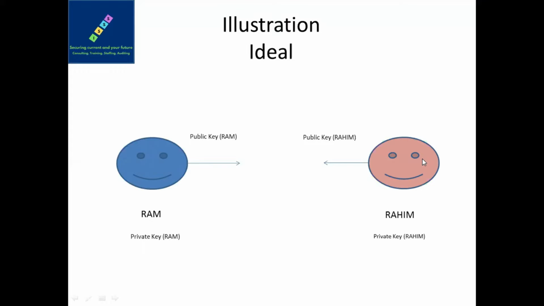Now, Ram wants to communicate with Rahim. So Ram will exchange his public key with Rahim, and Rahim will exchange his public key with Ram. The private key of Ram and public key of Rahim, and the private key of Rahim and public key of Ram, when they subject it to the Diffie Hellman algorithm, it gives them a key. Assume this key is K, and this K will be the same as what Ram has generated using Rahim's public key and what Rahim has generated using Ram's public key.